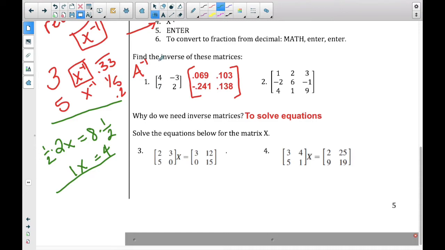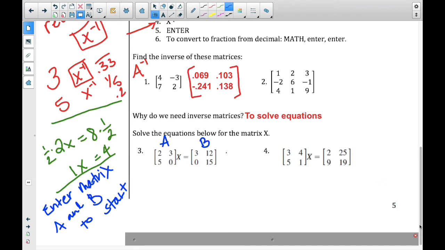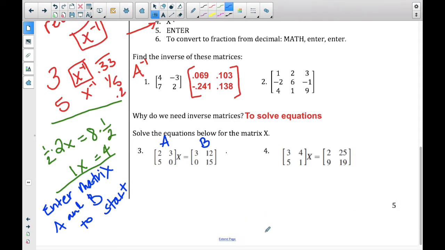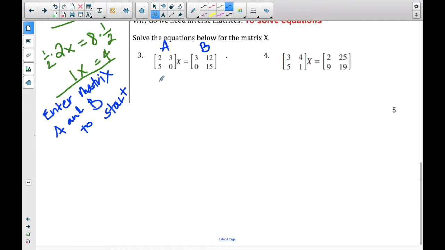Take a second right now, and before we get started on it, we're going to call this matrix A, and we're going to call this matrix B. Enter both of those, matrix A and matrix B, into your calculator right now. Go ahead and pause the video. Okay, now that you have entered matrix A and matrix B into your calculator, now what I want you to do is find A to the negative 1 power. So you go matrix A and then x to the negative 1, and when you find A to the negative 1, see what your calculator gives you.